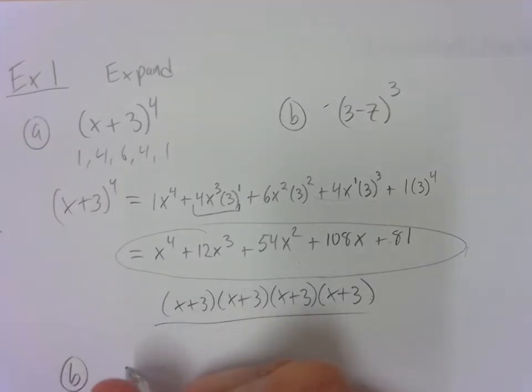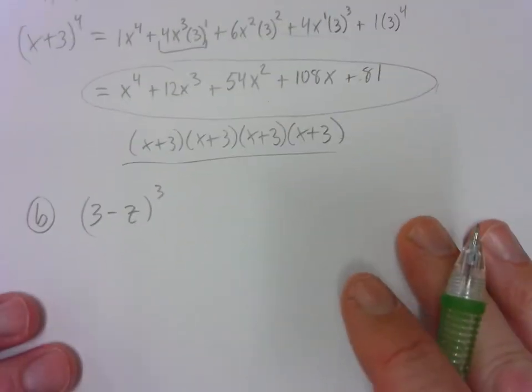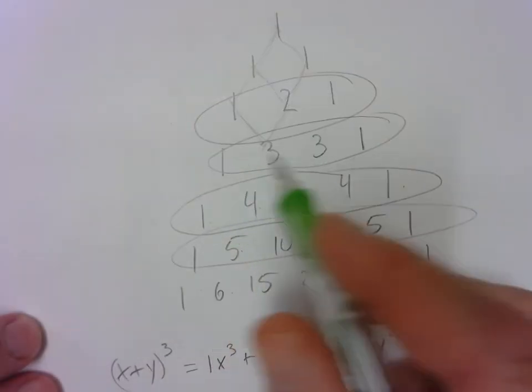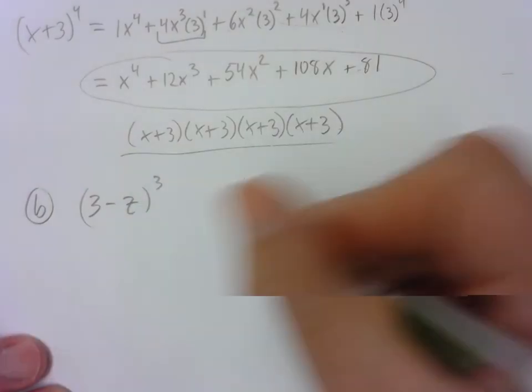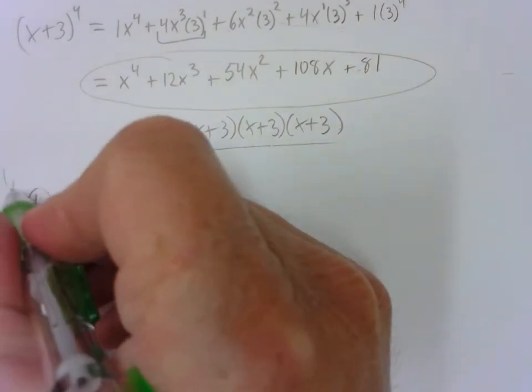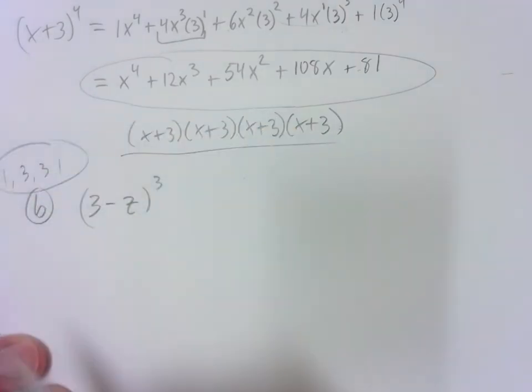Now we're going to do b. b is 3 minus z to the third power. So we've got a negative in there to keep track of. The coefficients this time are 1, 3, 3, 1. So we use the row with the 3 in it. So it's 1, 3, 3, 1. I'm going to write that right here, 1, 3, 3, 1, just so I remember.